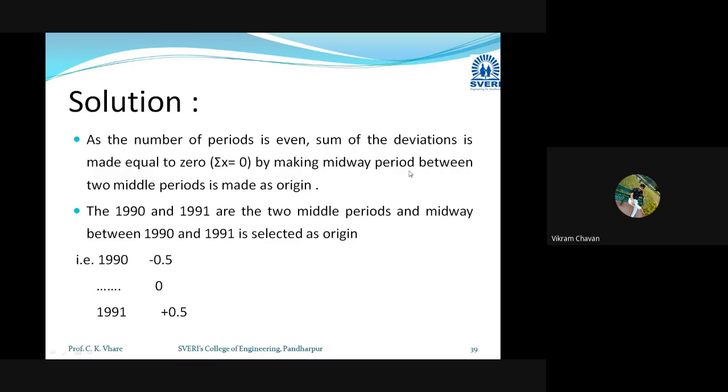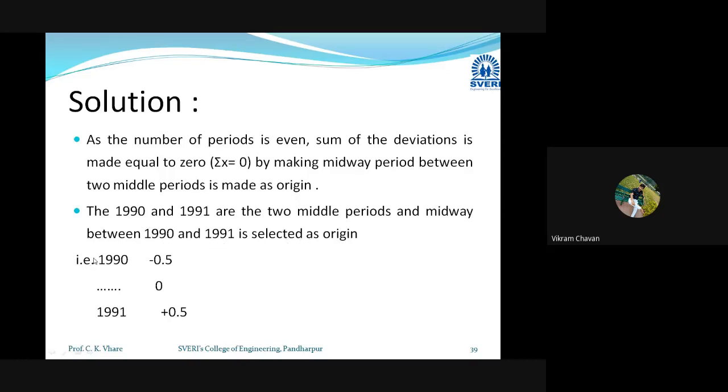By making the midway period between the two middle periods the origin. The period between the two middle years we have to consider as the origin. So 1990 and 1991 are the two middle periods, and midway between 1990 and 1991 is selected as the origin.